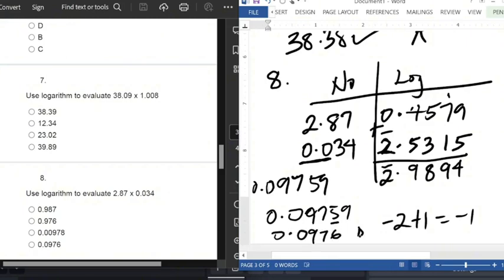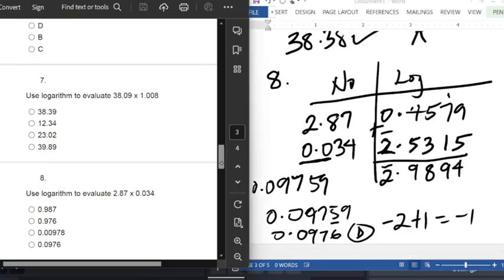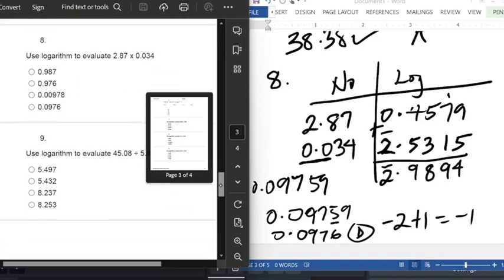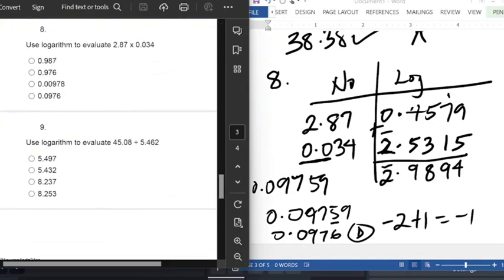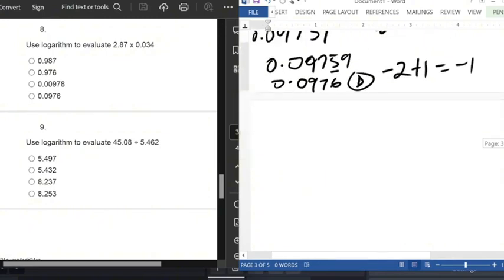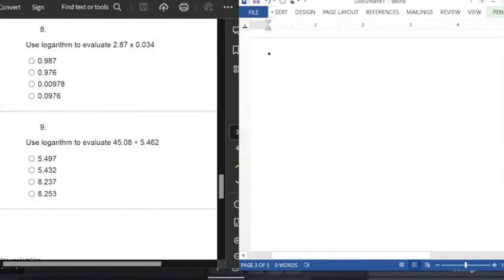0.0976. That is option D. I hope this is very clear. So move to the next one. Question number 9. So move to question number 9 now. Question number 9 is also the same thing.